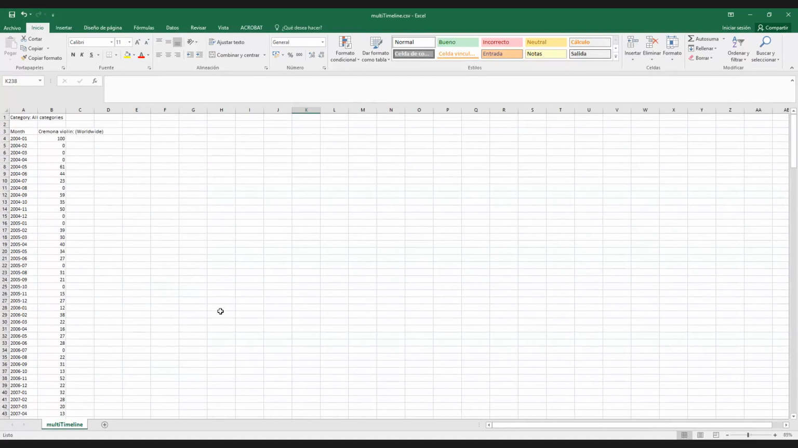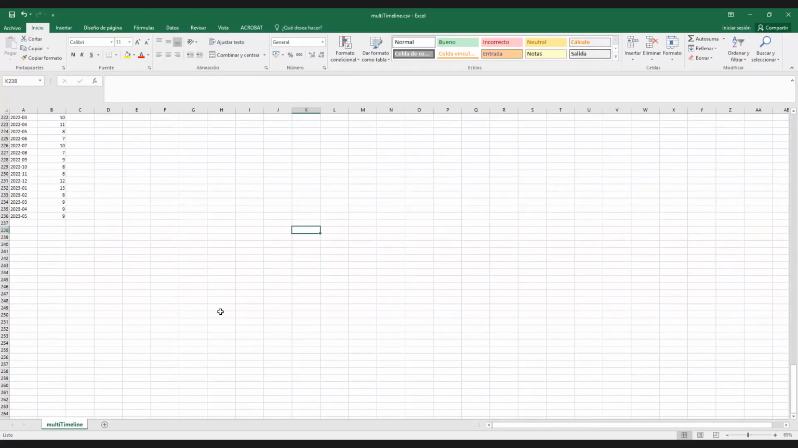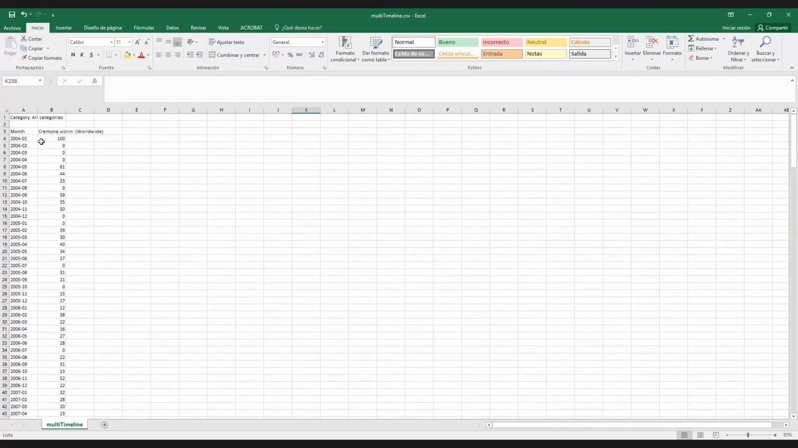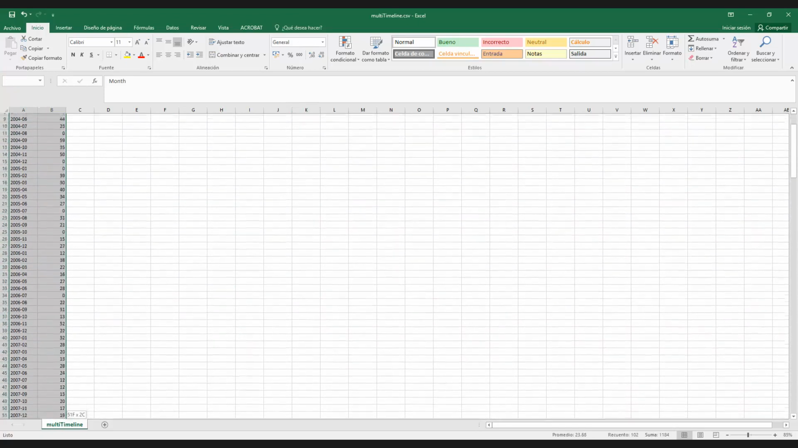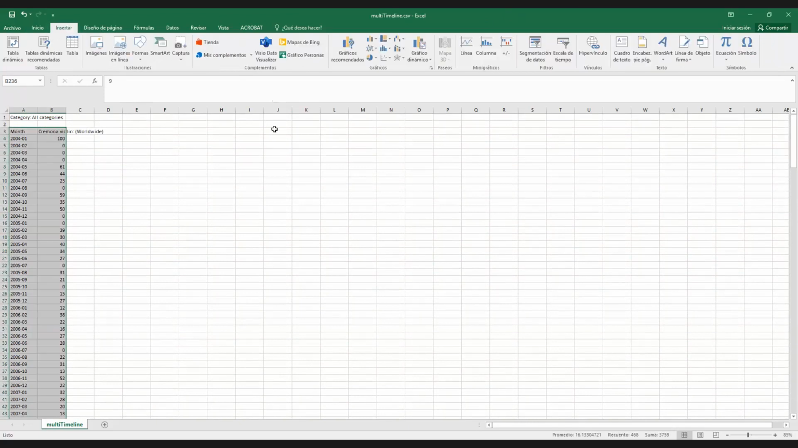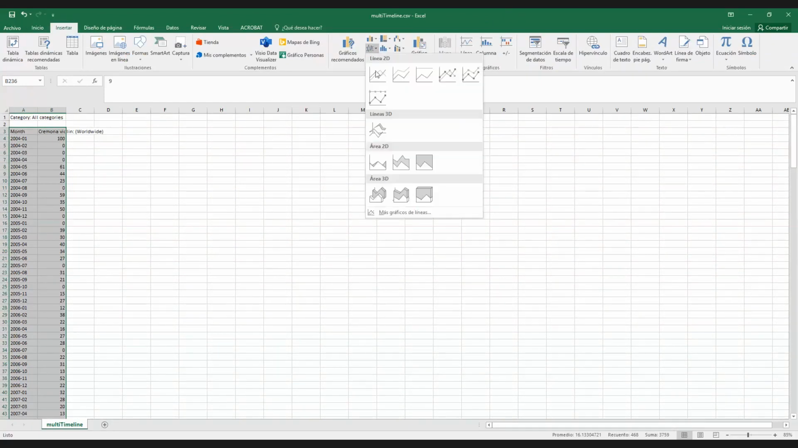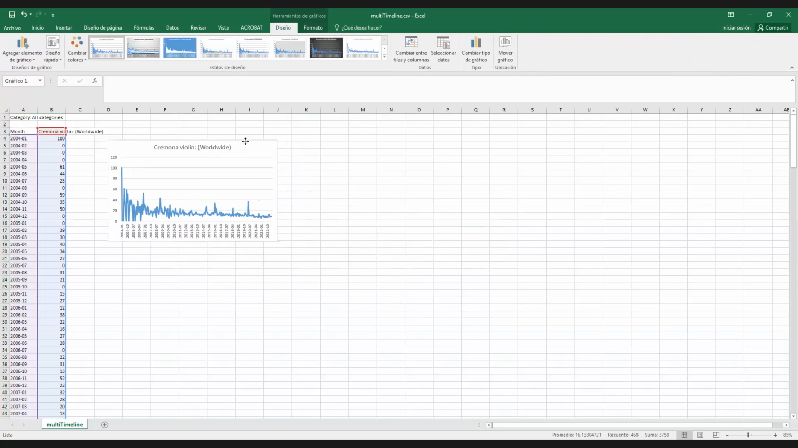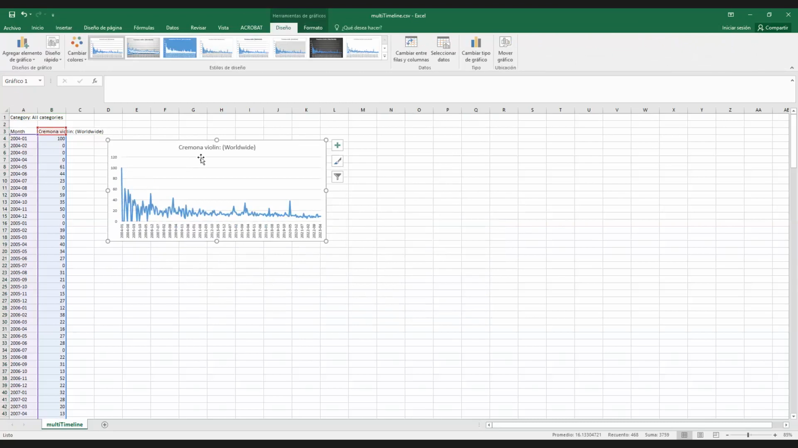Yep. So we have 233 monthly data. First, I'm going to perform the graph of this to see. It should look the same as the graph we saw on the internet. Here's the graph. Can you see the graph? Yeah. Okay. So this is Google Trends demand.